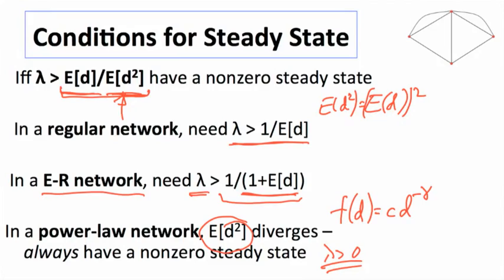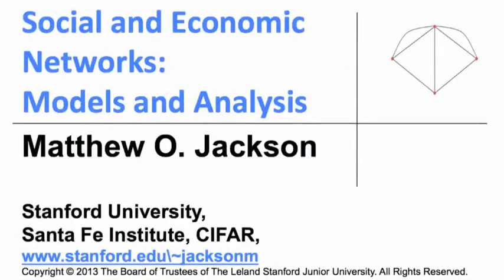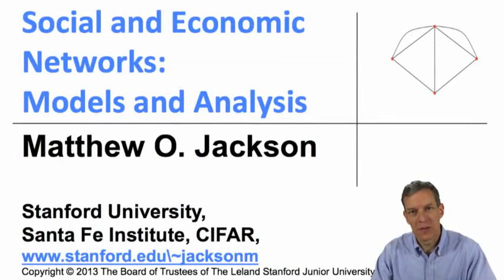And so basically what we find is the presence of hub kinds of nodes helps substantially in sustaining non-zero steady states. So the idea here is these high degree nodes are more prone to infection. They serve as conduits. Higher variance allows more such nodes, and that enables infection. And we see that directly in the theorem. So this is one of the kinds of insights that comes out of the SIS model, which is a useful insight and made explicit in this particular model. And it also then allows us to compare degree distributions, showing that if you have the same mean but you're increasing the E of D squared, then it's easier to satisfy these conditions. Okay, so that shows some insights that we get out of the SIS model.